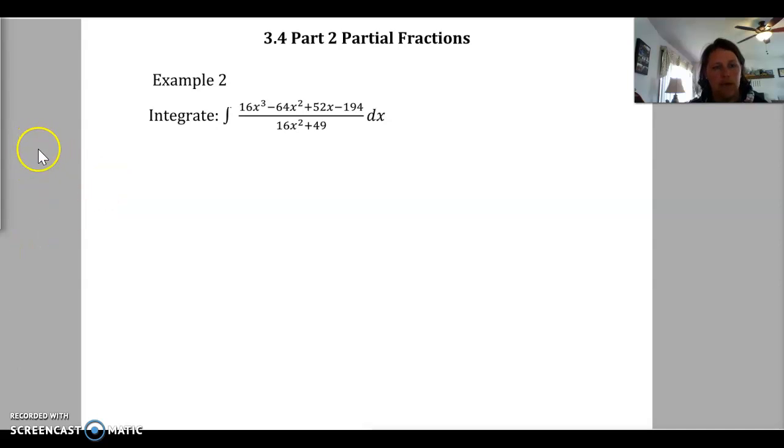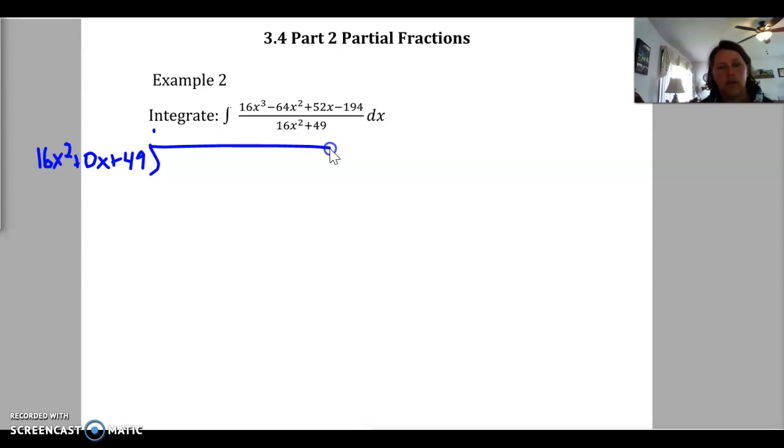Move myself up here. So we've got 16x squared plus 0x plus 49, and under here we are going to put 16x cubed minus 64x squared plus 52x. Does not look like we need any placeholders in there.